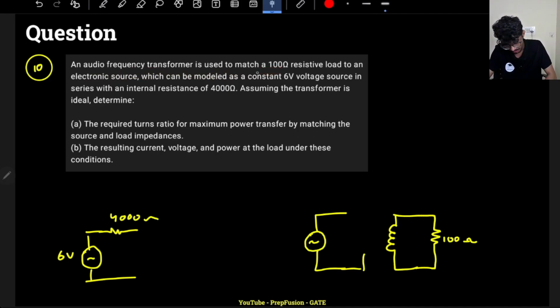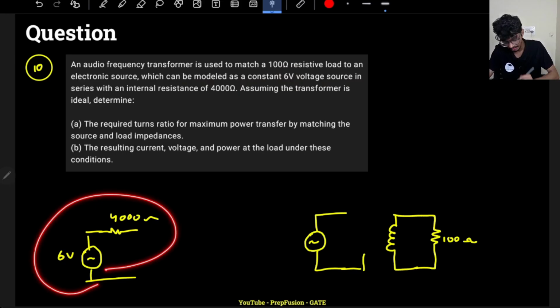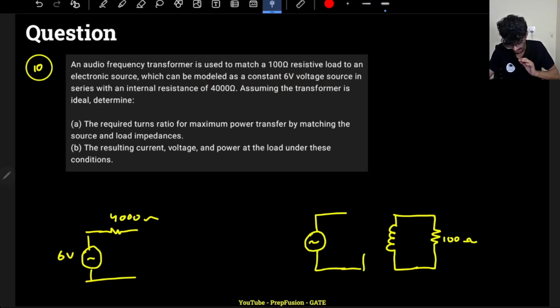They are telling me that an audio frequency transformer is used to match a 100 ohm resistive load to an electronic source, which can be modeled as a constant 6 volt source in series with an impedance. So I have a source here and I have to match the impedance. Basically, matching the impedance means I have to match the source impedance.